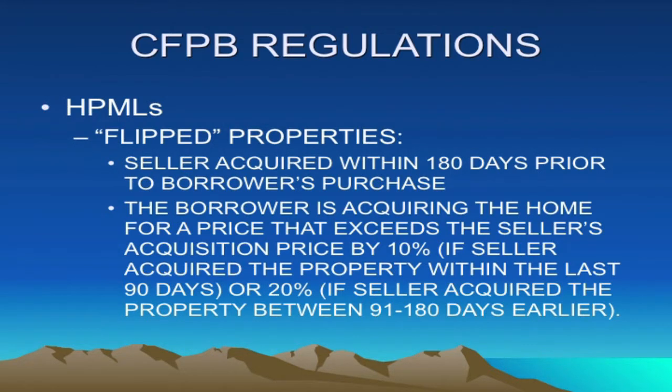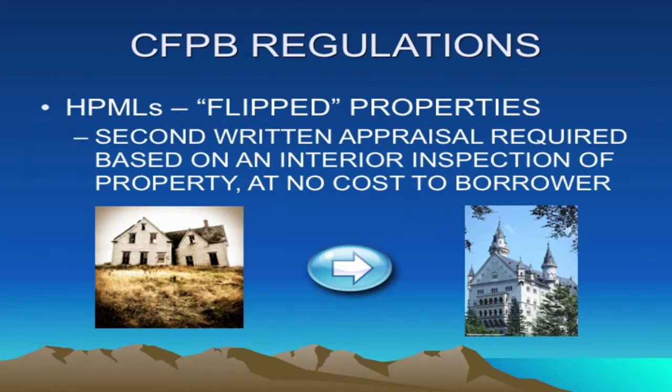Under these high-priced mortgage loans, they also have new requirements for what they consider flipped properties. That's where the seller has acquired the property within the last 180 days, and the borrower is acquiring the home for a price that exceeds the seller's acquisition price by 10% if the seller acquired it in the last 90 days, or 20% if the seller acquired the property between 91 and 180 days. In that case, a second written appraisal is required, based on an interior inspection of the property, at no cost to the borrower. So they have to actually do 2 appraisals on a flipped property.